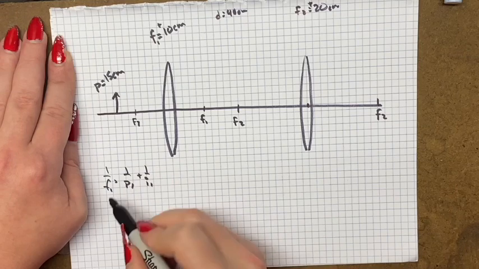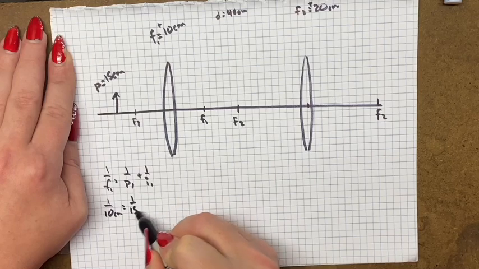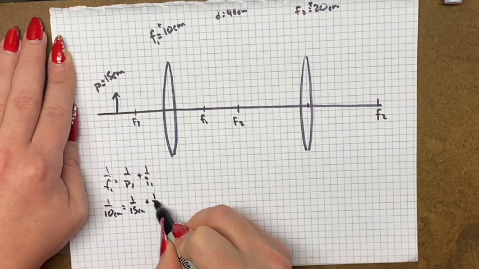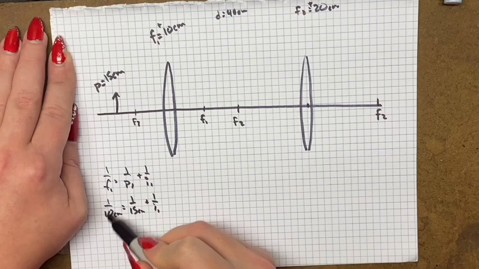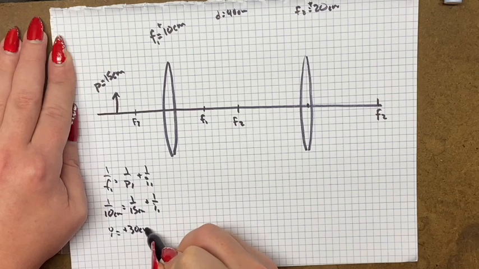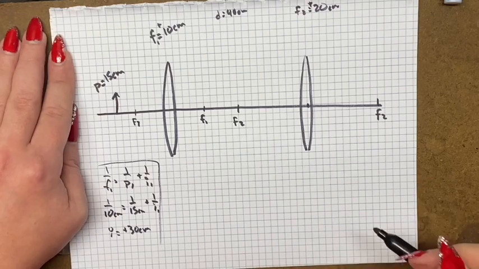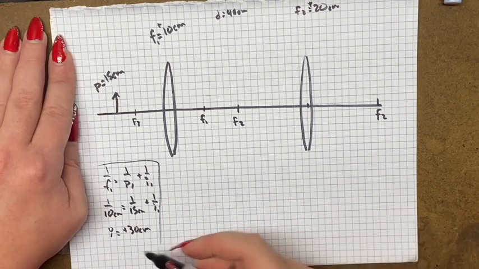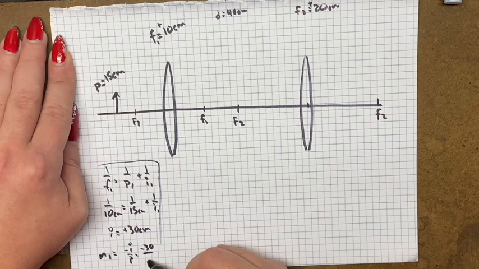So when we do this, I get 1 over 10 equals 1 over 15 plus 1 over I1. And that's 3/30 minus 2/30. I get I is plus 30 centimeters. And this is exactly the lens that we did in one of the earlier demos. Then magnification 1 will be minus I over P, or minus 30 over 15, minus 2.